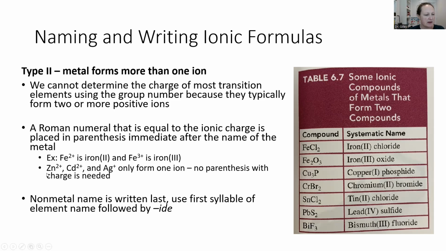There are some transition metals such as zinc, cadmium, and silver, which only form one ion. So those are considered type 1, where we do not need parentheses with charge, because if it only forms one ion, it's clear what ion is being included in the formula. And then, of course, we also will have a nonmetal, which is our anion. It will be written last, and the same rules apply as with type 1 compounds. We're going to use the first syllable of the element name followed by the suffix "ide."